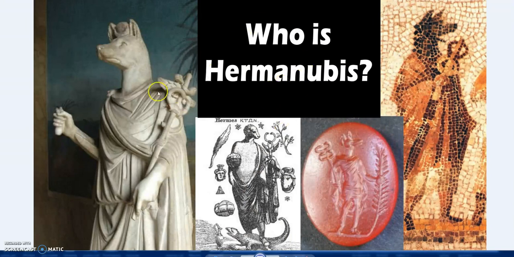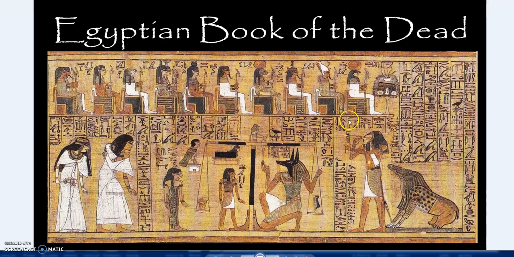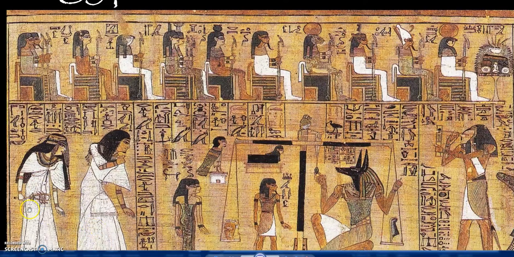But so, who is Hermanubis? Here we see various depictions of him, but to understand that we need to go back to ancient Egypt and the Book of the Dead. And here's another example of it. So the Egyptian Book of the Dead has the journey of the soul through to the Jewel. Now you might notice the sistrum there as well.